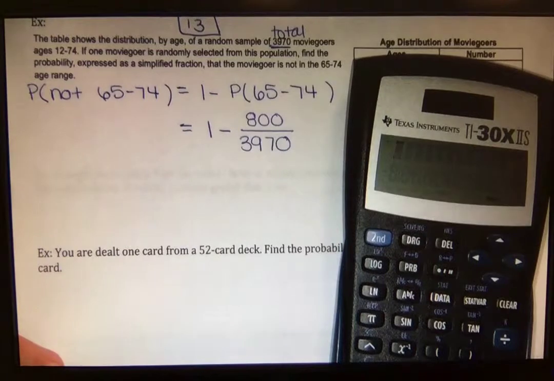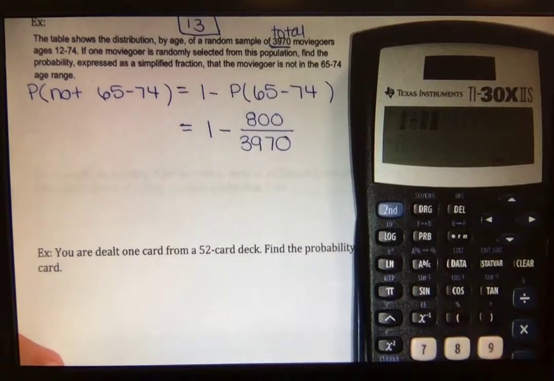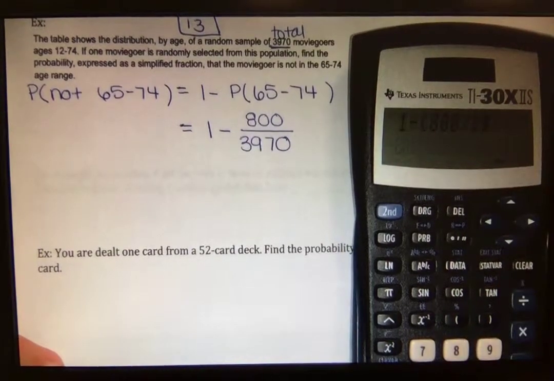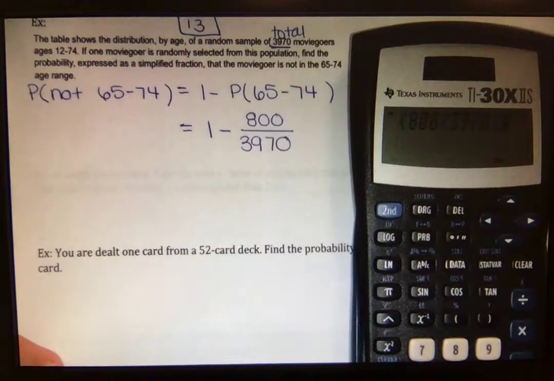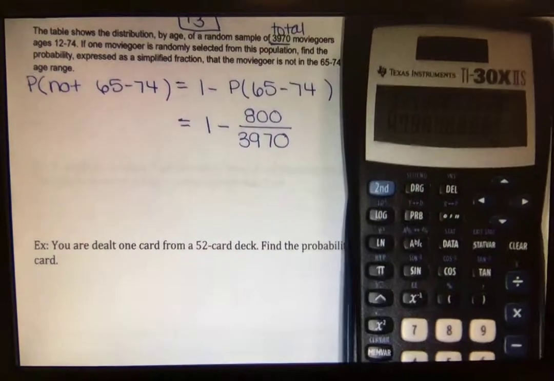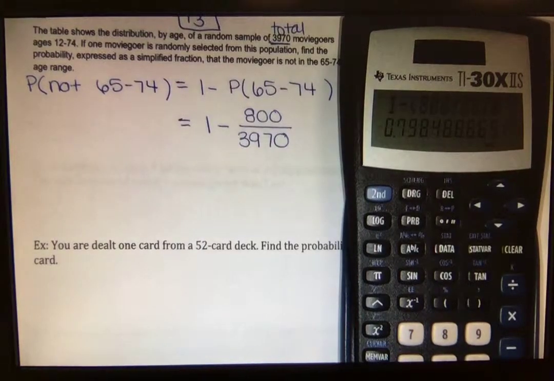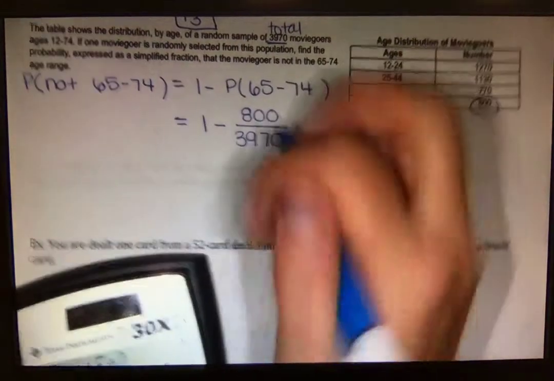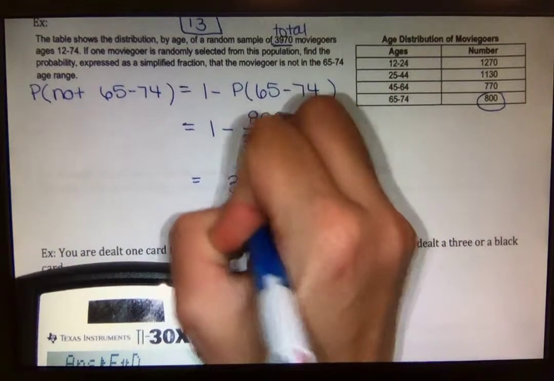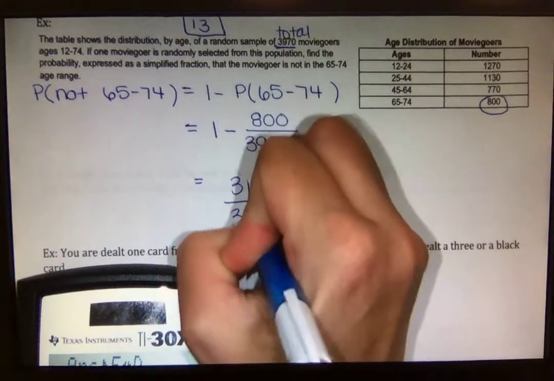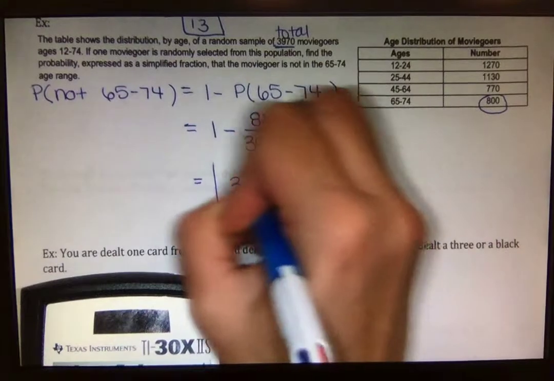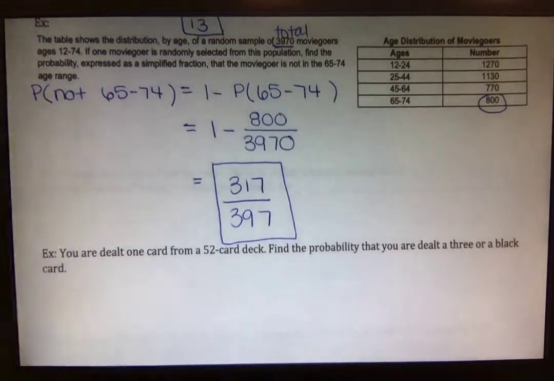So again, in our calculator, we have 1 minus, in parentheses, 800 divided by 3,970. We get 0.7984, blah, blah, blah. Turning that into a fraction, we get 317 over 397. By the way, your calculator simplifies it for you. So if you did it in your calculator, that is the simplified version. So that's it. Final answer.